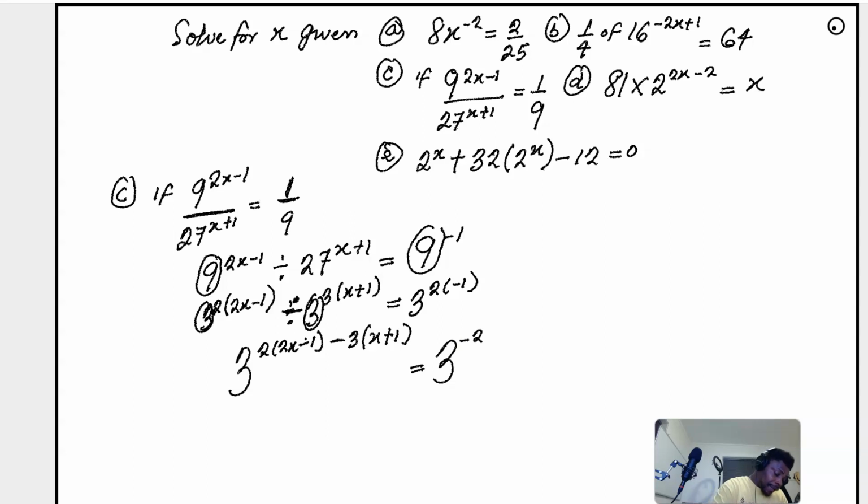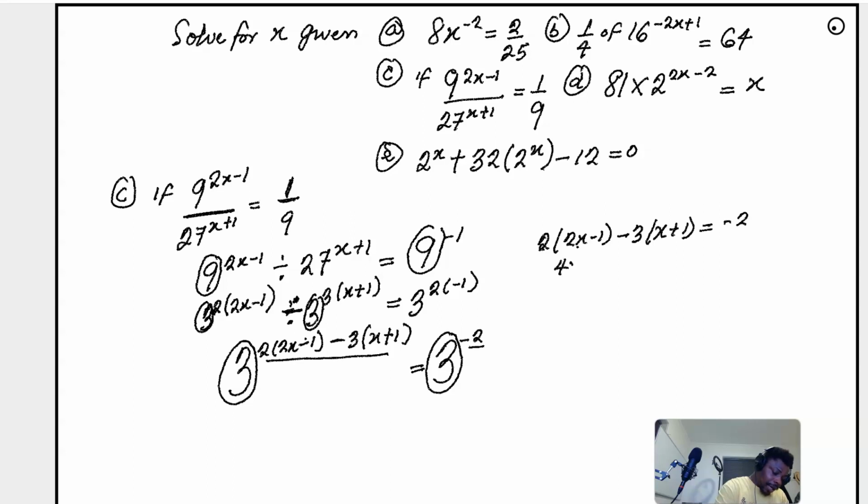Now in this case, the left-hand side base is 3 and the right-hand side base is 3. So that simply means they cancel out, right? So that means the power will be equal to this. So 2 bracket 2x minus 1 minus 3 bracket x plus 1 is equals to minus 2. So multiply this, this is 4x. Multiply this, this is 2. Multiply this is minus 3x. Minus times plus is minus. 3 times 1 is 3. Is equals to minus 2.